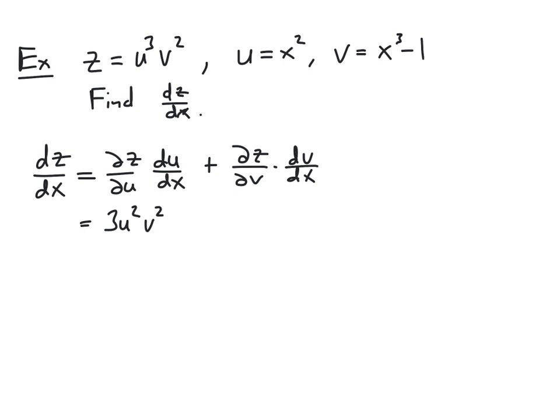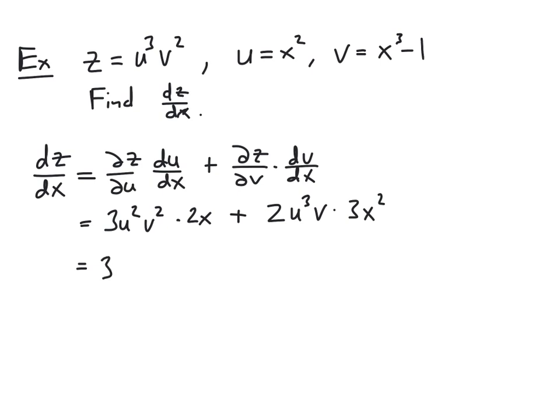du dx is going to be 2x. Del z del v is going to be 2u cubed v. And dv dx is going to be 3x squared. Now in this case, at this point we can go ahead and substitute in the values for u and v, and then we'll be done.